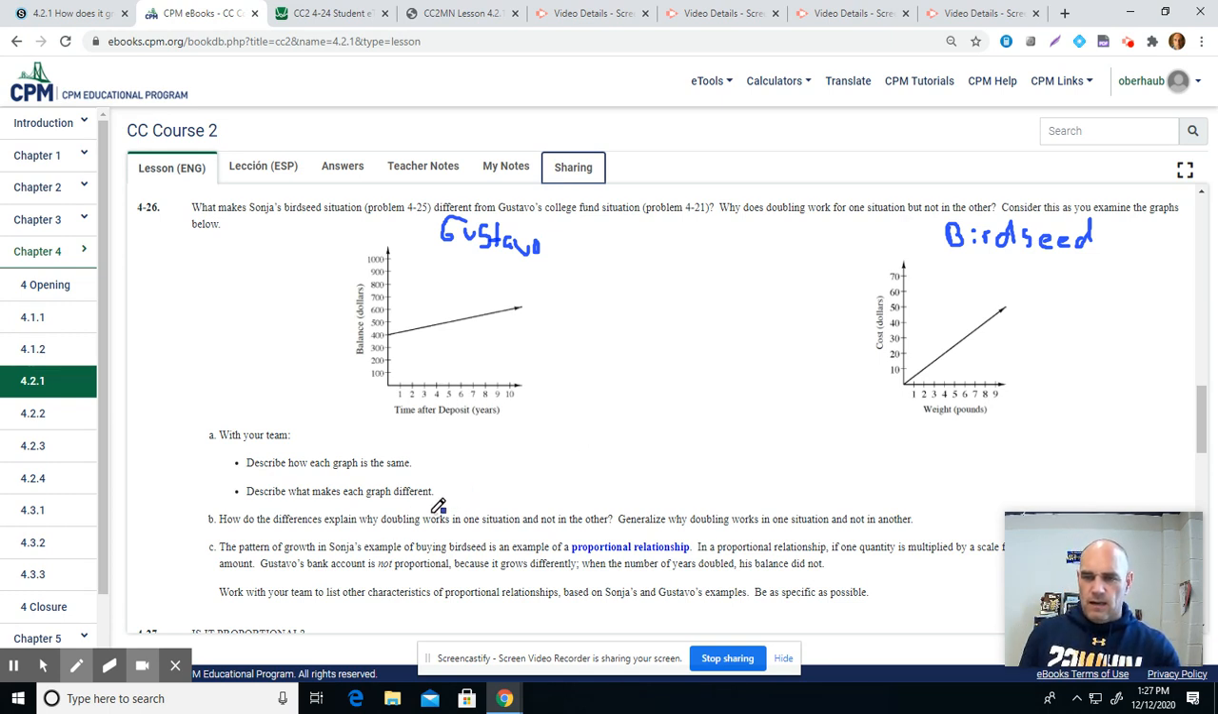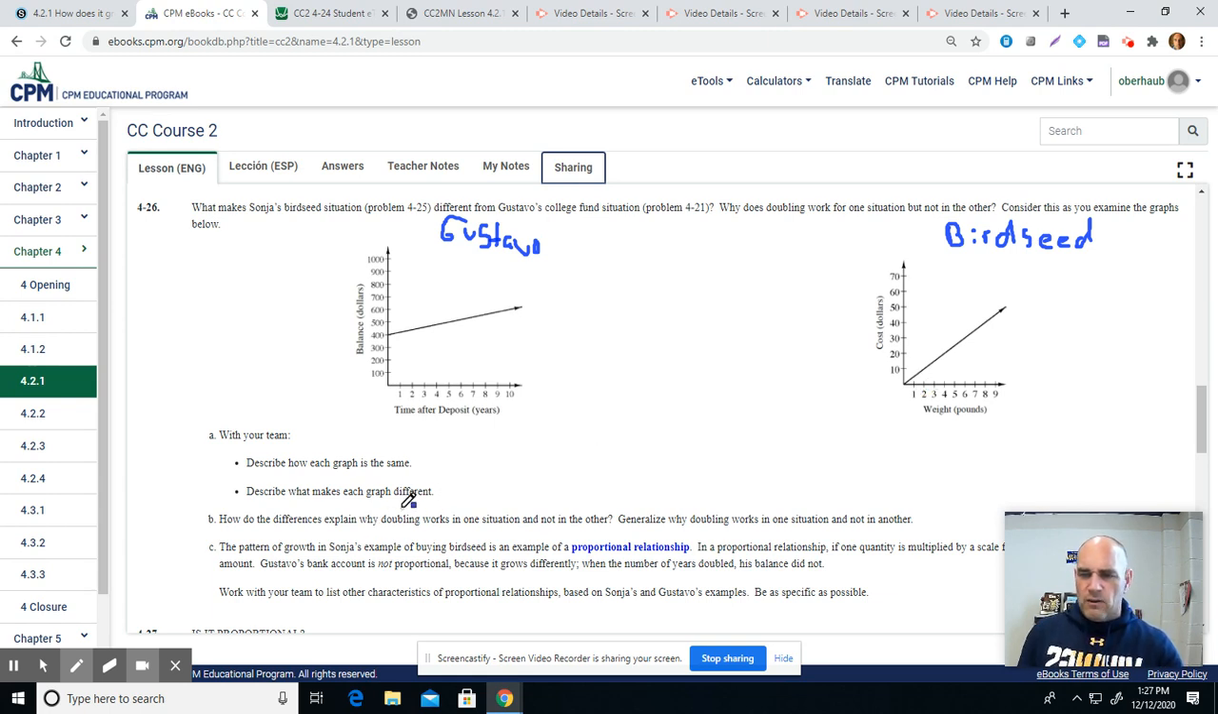Let's see. What makes each graph different? The main difference I see is that this one starts already up here in the graph, like at 400, where this graph starts at 0. So how are they the same? They both have straight lines. How are they different? This one starts up already. This one starts at 0.